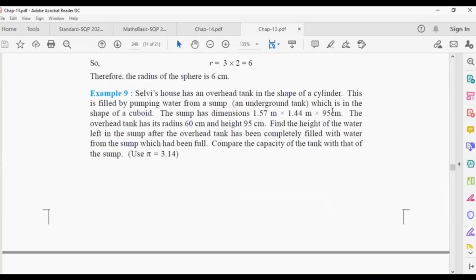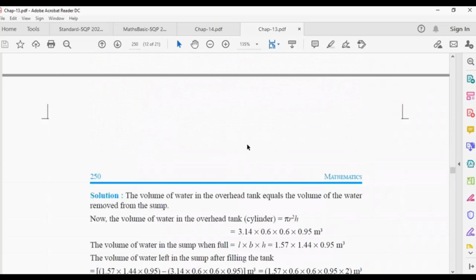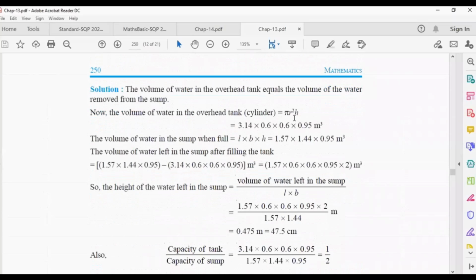So here for the cylinder, the measures are given 60 centimeter, 95 centimeter, the radius and height. So 0.6 meter and 0.95 meter will come. Okay. So look here, 3.14 into 0.6 into 0.6 into 0.95 meter cube will be the volume of the cylinder. We are not going to find the final answer because that is not asked. We don't have to find the volume of the cylinder. So we just keep it like this.